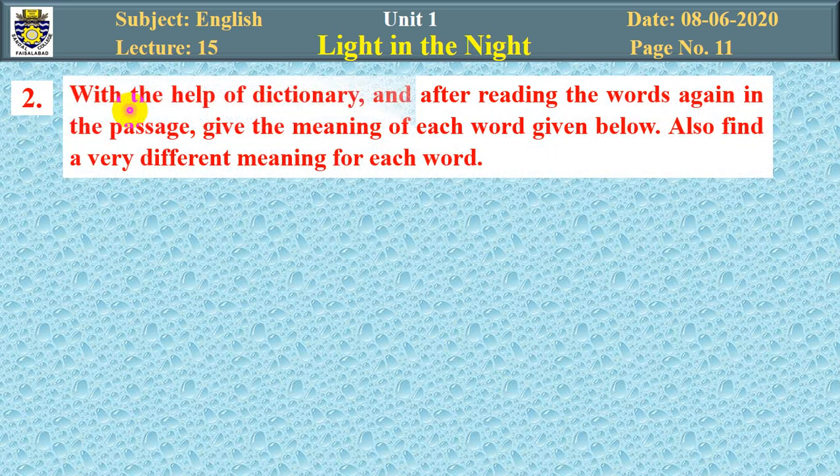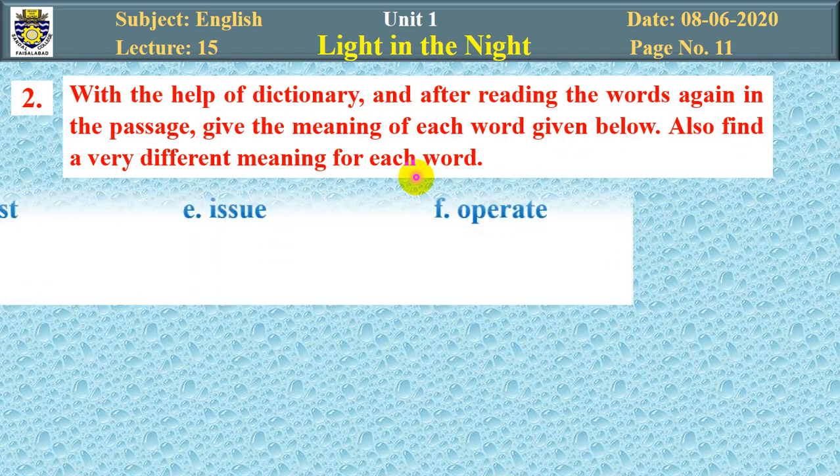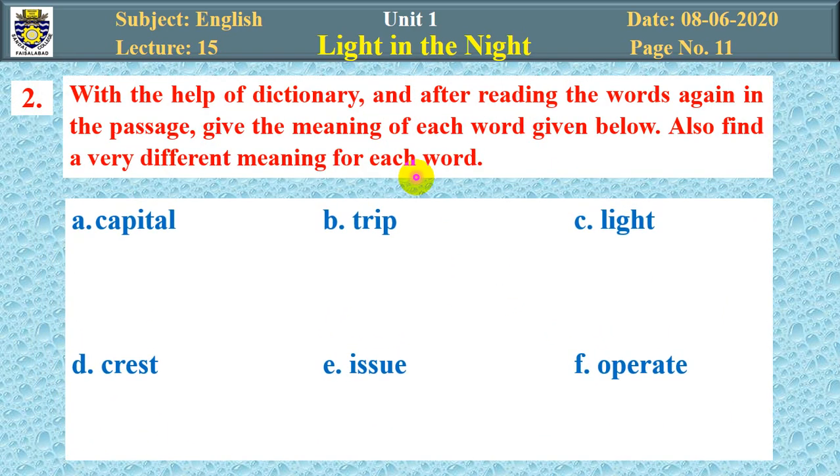It is very interesting, dear students. With the help of a dictionary and after reading the words again in the passage, I mean in the story, give the meaning of each word given below. Also find a different meaning for each word. Here are the words. Now we are to select, we are to think of 2 meanings for each word here. For example, capital.